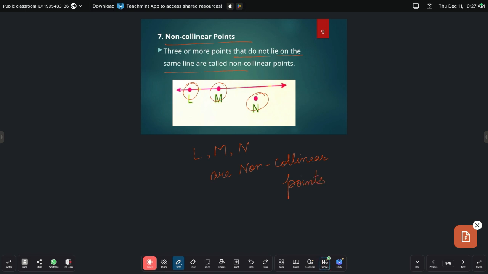The points lie on the same line in collinear, but in non-collinear, the points don't lie on the same line. Here only one point is not lying on the line. So we can say L, M and N are not collinear. They are non-collinear. Got it?